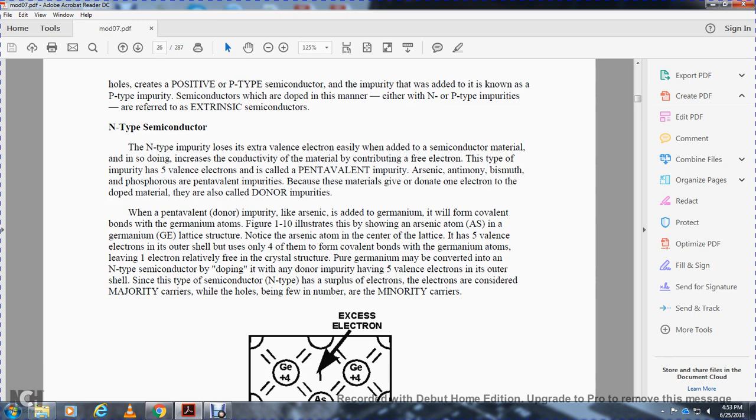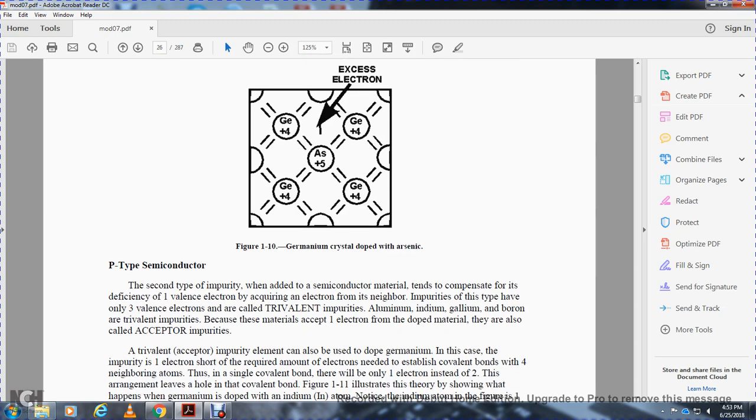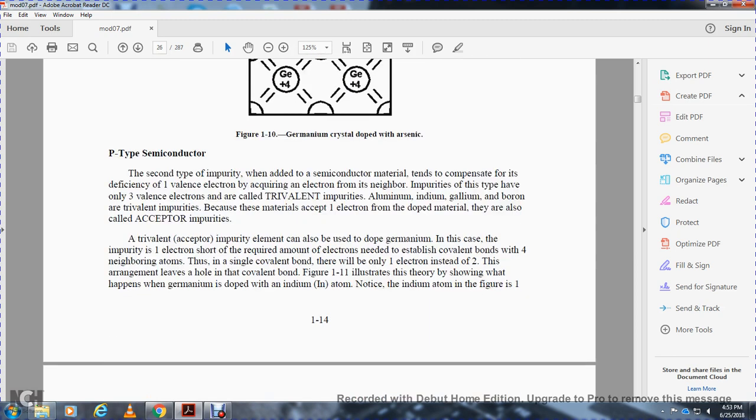Since the N-type semiconductor has a surplus of electrons, electrons are considered to be the majority carriers, the holes being the fewer number and the minority carriers. Figure 11.10 shows the germanium crystal doped with arsenic, with the excess of electrons.